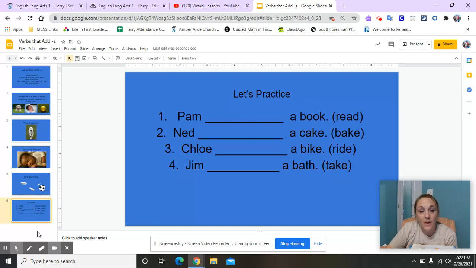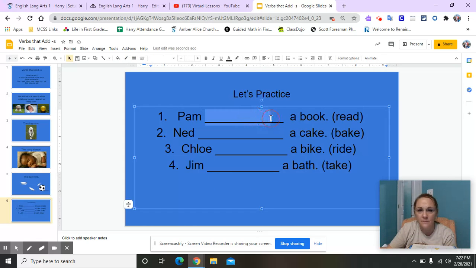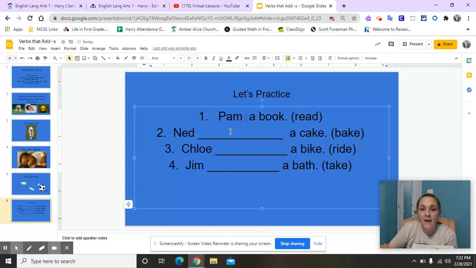So now we're going to practice together. I have some sentences, and if you look to the side of each sentence, I have the verb we're going to use. So let's look at number 1. Pam blank a book. Read is our verb. So we're going to add an S to that verb and say Pam reads a book. Pam reads a book.